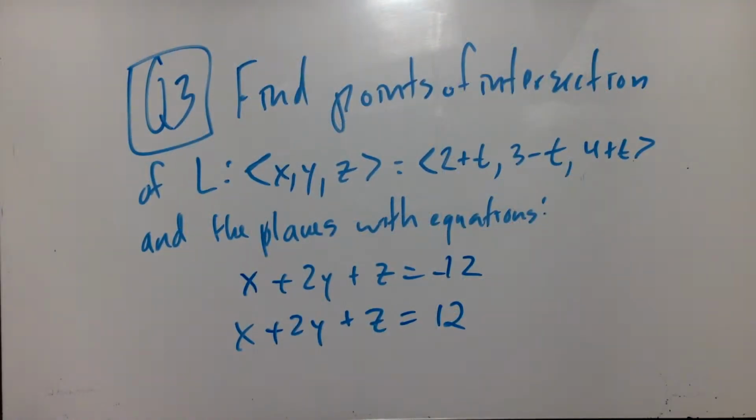So here's question number 3. Let's find the points of intersection between the line given by x, y, z equal to 2 plus t, 3 minus t, and 4 plus t in the following two planes. First, the plane x plus 2y plus z equal to negative 12. And the other plane is x plus 2y plus z is equal to 12. And I would like to note that this is going to be a scenario where you don't have a single point of intersection. So go through the steps, see what happens, and then interpret your answer. What does it mean about the line L and each of these planes?